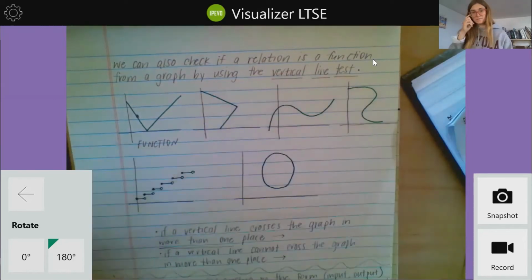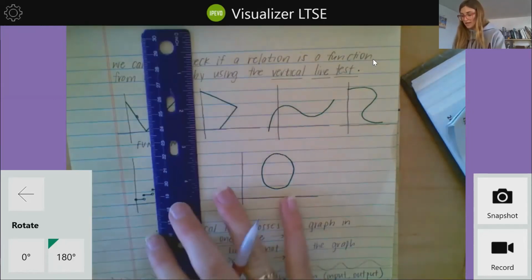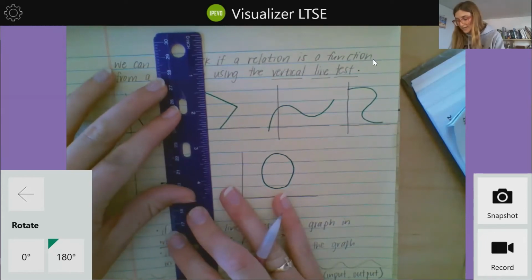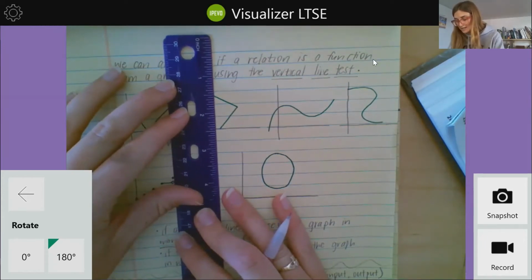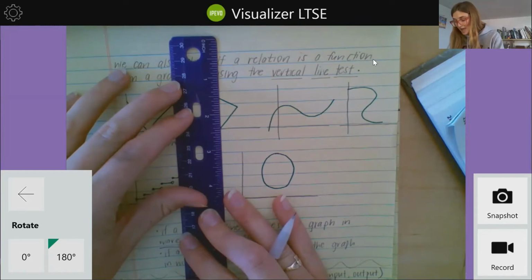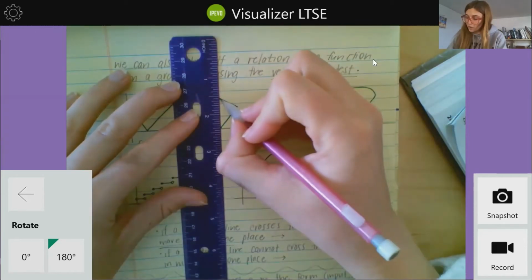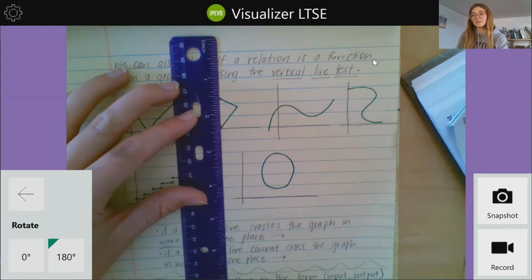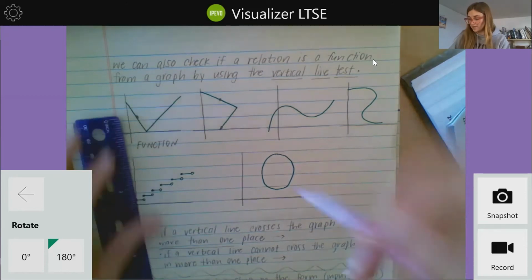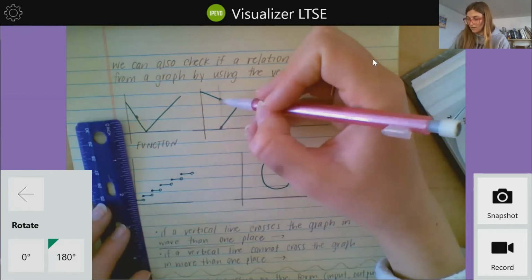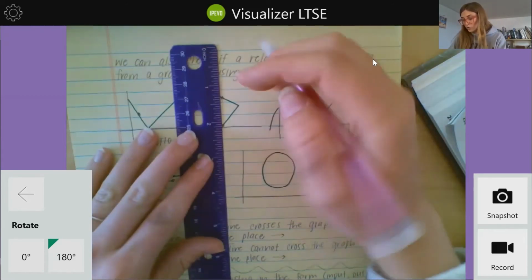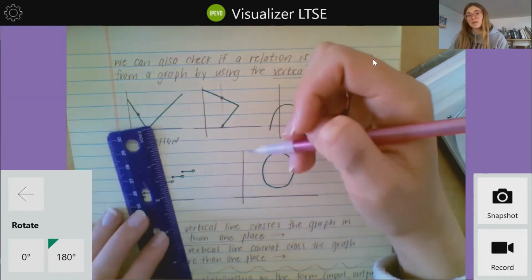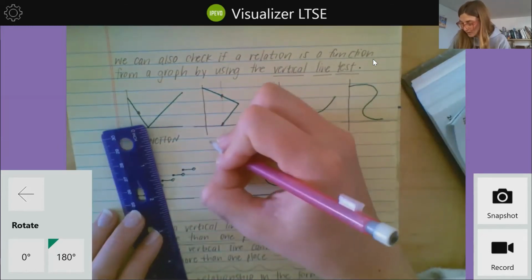So if it only crosses at one place at a time, then it is a function. But if we use that same vertical line test, and there's any point where we're crossing the graph at more than one place, then that will not be a function. So right here, that vertical line crosses 2 places at once. That cannot be a function.